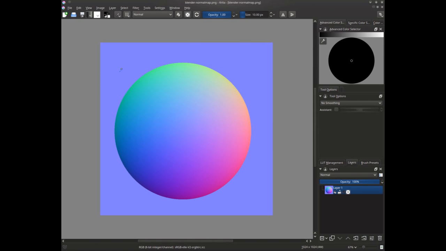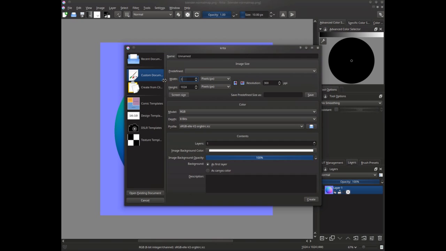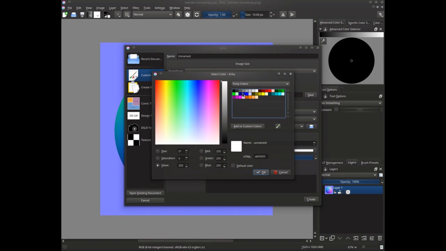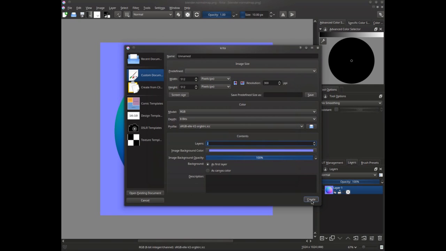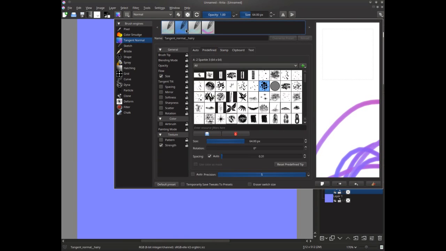Now I'm going to go to the next part of my project, which is the prime part, which is the tangent normal map brush engine. We are going to make an image that we fill with the default coordinates for normals, which is half red, half green, and full blue. And make two layers. And we select the tangent normal brush engine.